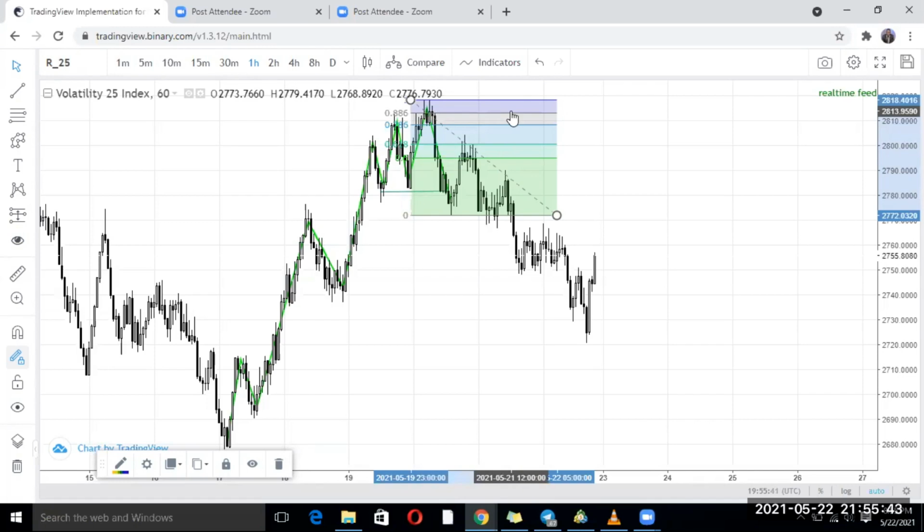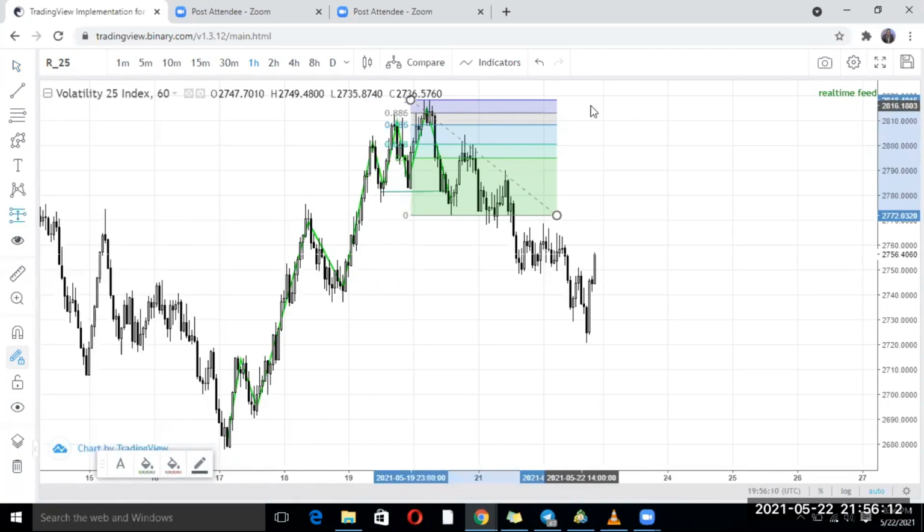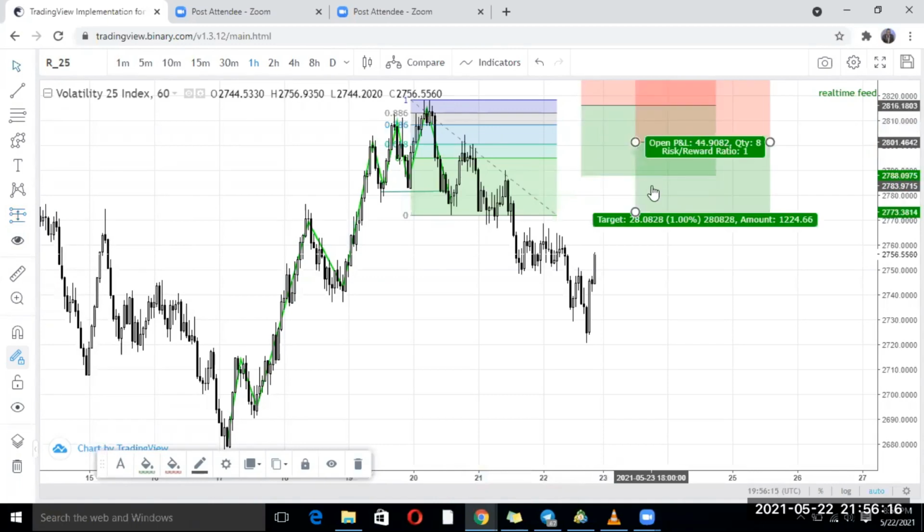Look at how the market got towards 78.6. It broke it a little bit to the upside, and it dropped all the way down. So guys, can we see how this has played out? You could imagine you placed the trade at this point. Say you got in at this one.